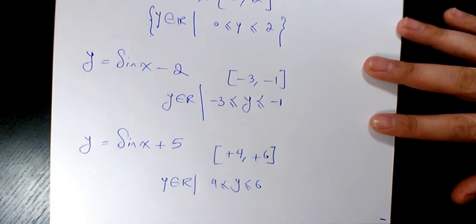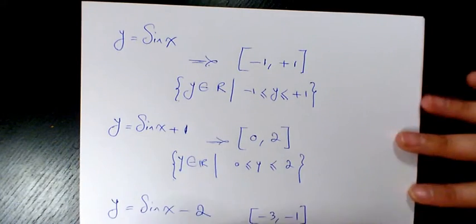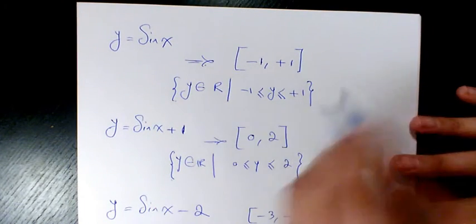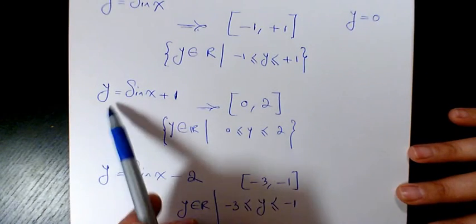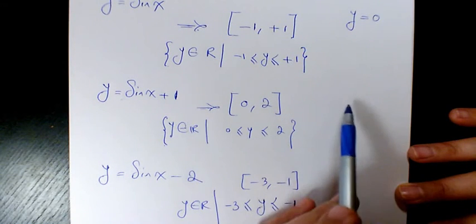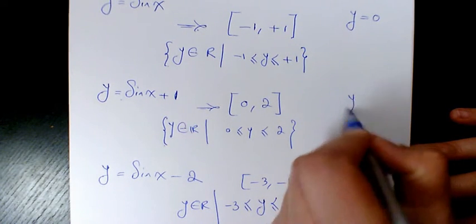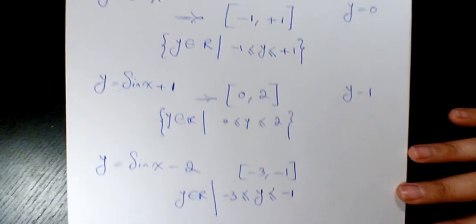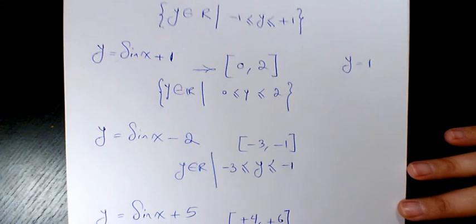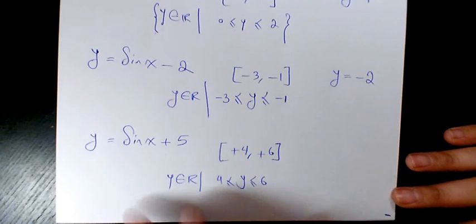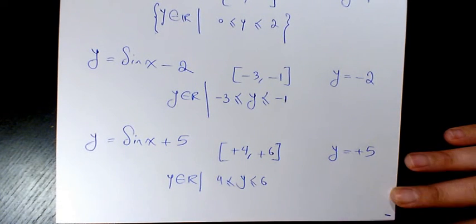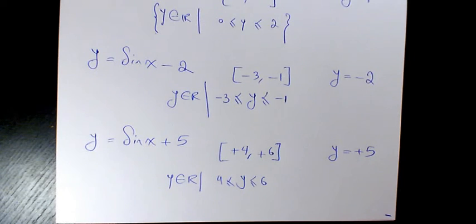So for each of them we can then define the equation of the axis. For example, for the first one, the centerline or equation of the axis is y = 0, which is the x-axis. For the second one, sin x + 1, since it moves up by 1 unit, the equation of the axis or center line is going to be y = 1, a horizontal line. sin x - 2 is going to be y = -2, which is the center line or equation of the axis. And finally we have y = +5 as the equation of the axis. So that's how we find the minimum and maximum for sine functions.